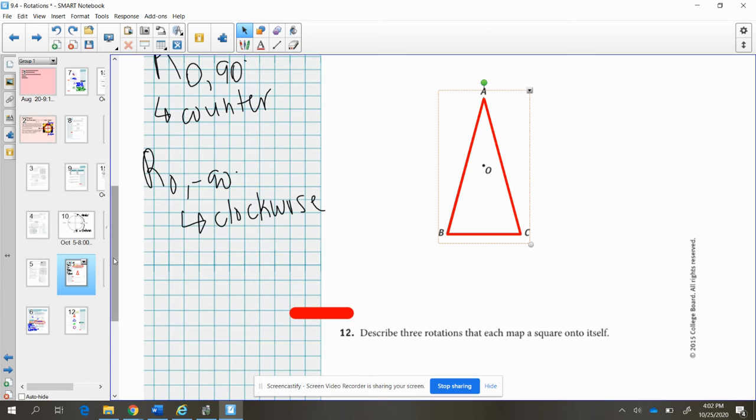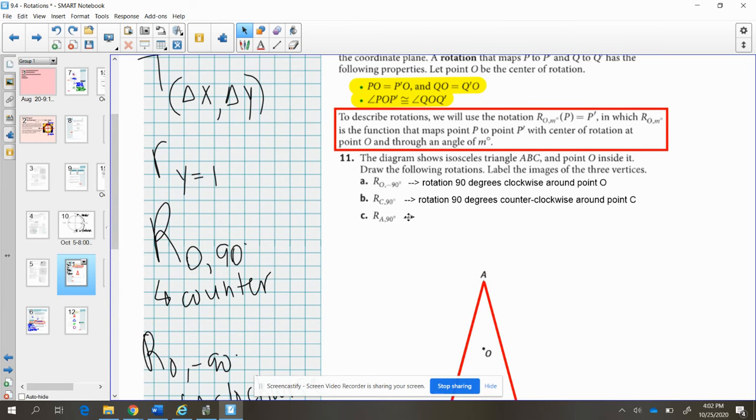Okay. Now our final one says that we want to move around point A 90 degrees. So again, positive 90 means 90 degrees counterclockwise.